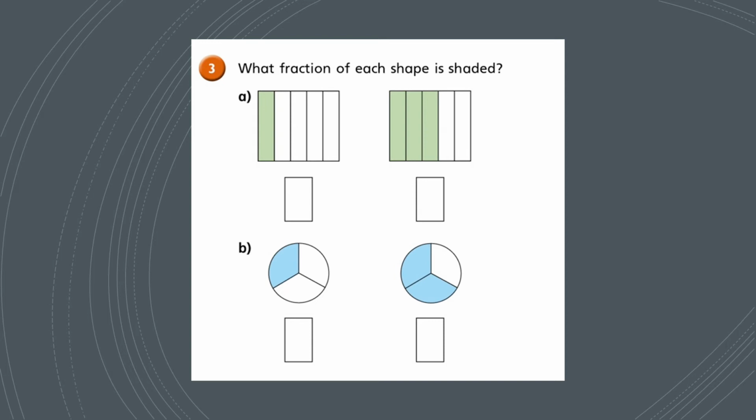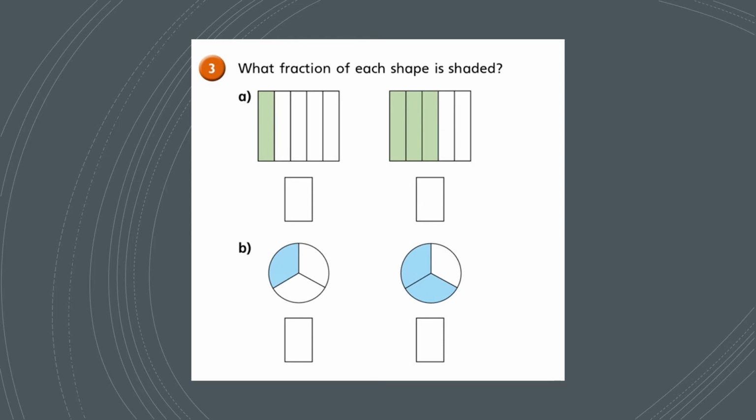What fraction of each shape is shaded? So, have a look. How many strips altogether? So let's count them. 1, 2, 3, 4, 5. So 5 will be our denominator. How many is shaded? 1. So 1 out of 5, or 1/5, is shaded. And I would write that 1 line 5.